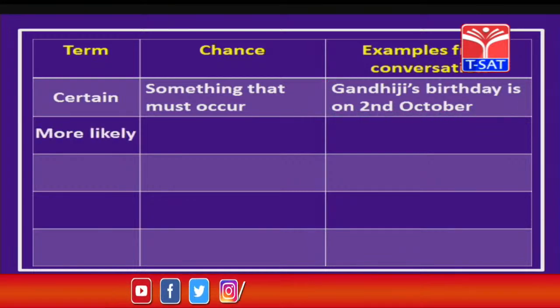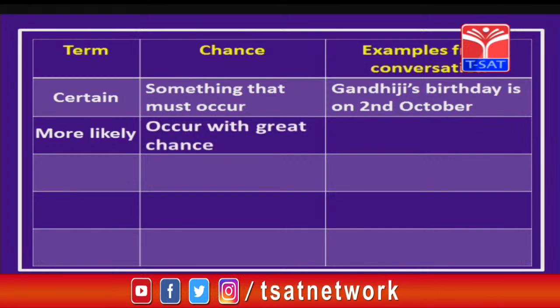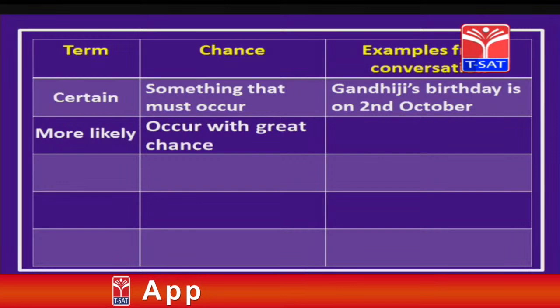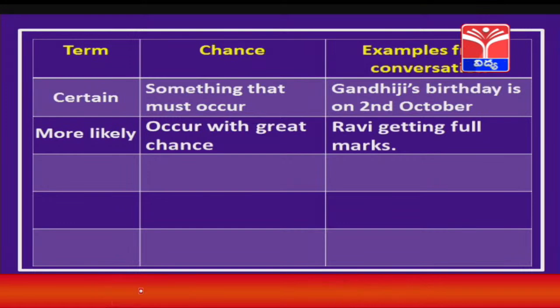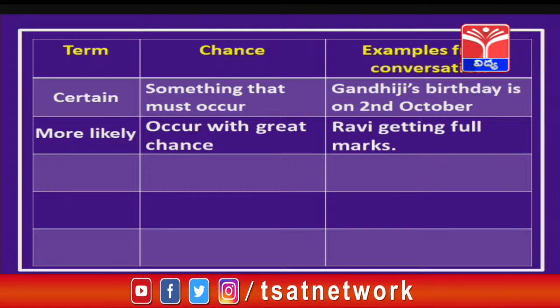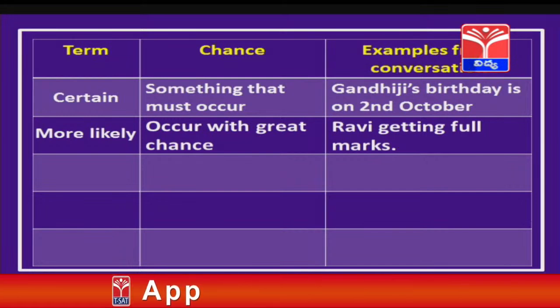Now, if we consider the next one, that is more likely, what do you mean by that? Occur with great chance. That means you have more chances of that event occurring. Let us take an example, Ravi getting full marks. We have seen in the previous discussion, children, right. Ravi said he will be getting full marks, but it may not be certain, but he may get it, more likely, right. So, that is an example for more likely.